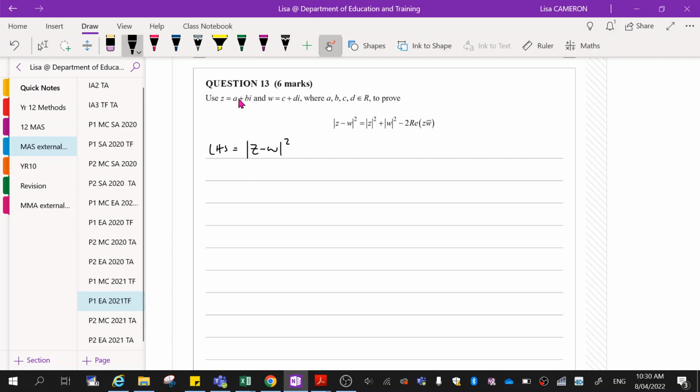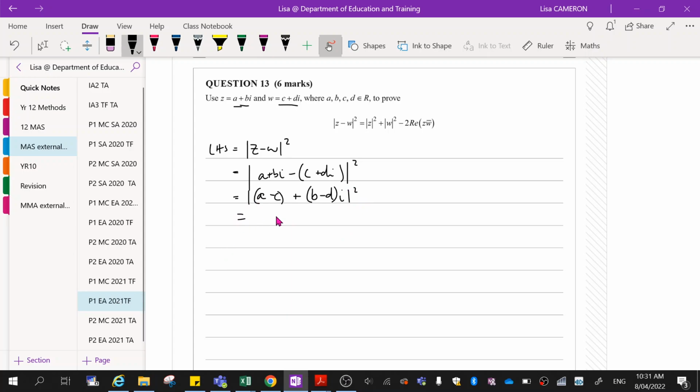Now, first thing that we want to do is we want to put the z back in and the w back in. So that's going to be equal to a plus bi minus c plus di, and we're going to be taking the magnitude of that and squaring it. So all I need to do here is start grouping my like terms. So I'm going to group the real component, a minus c, plus b minus d, and that's i, and that's still squared.